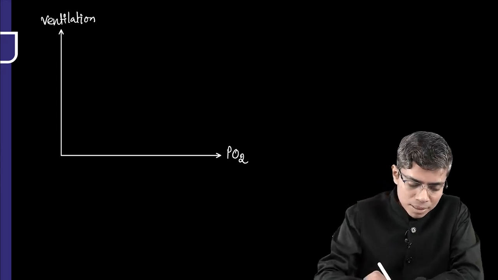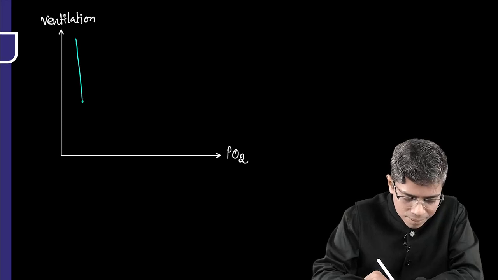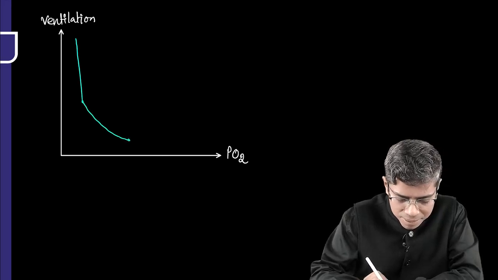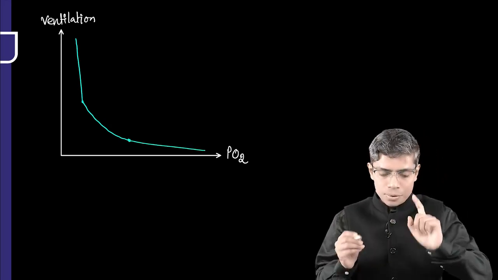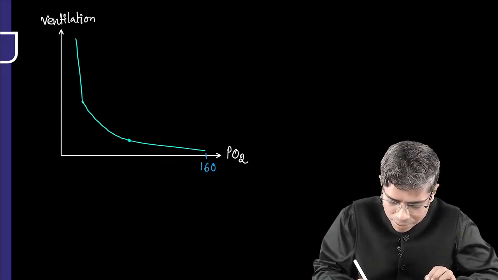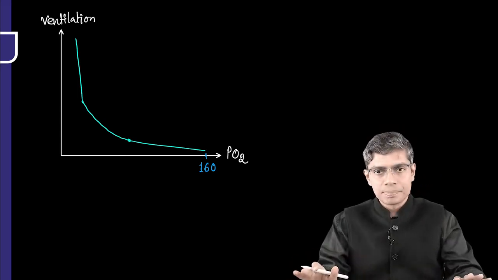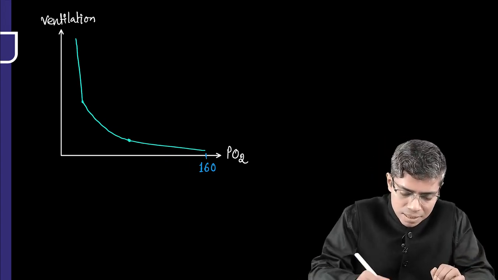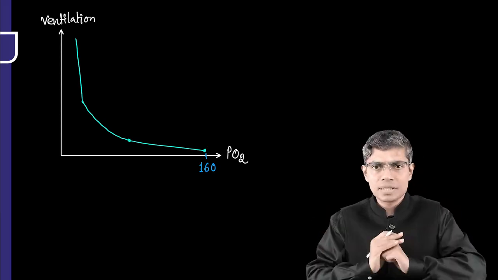Right. Now we look at the curve. The curve is very, very different from that of the carbon dioxide curve. Look at it. When the partial pressure of oxygen is 160 millimeter of mercury, no hypoxia. Suppose this is the resting ventilation, right? Obviously low, but again ventilation is there.